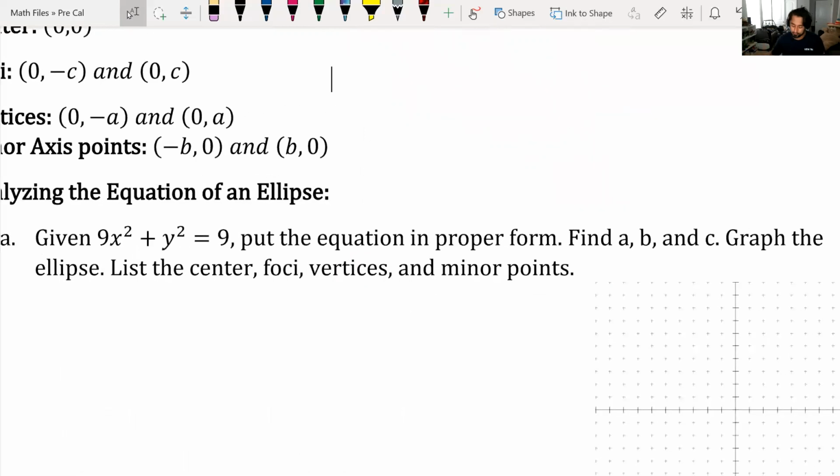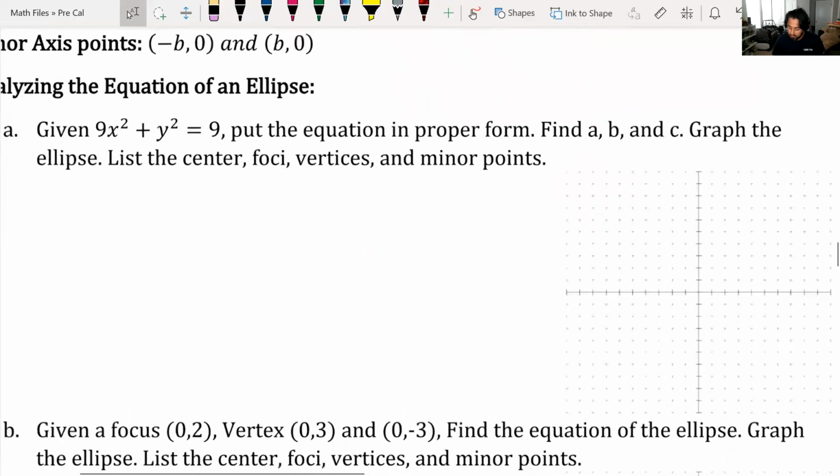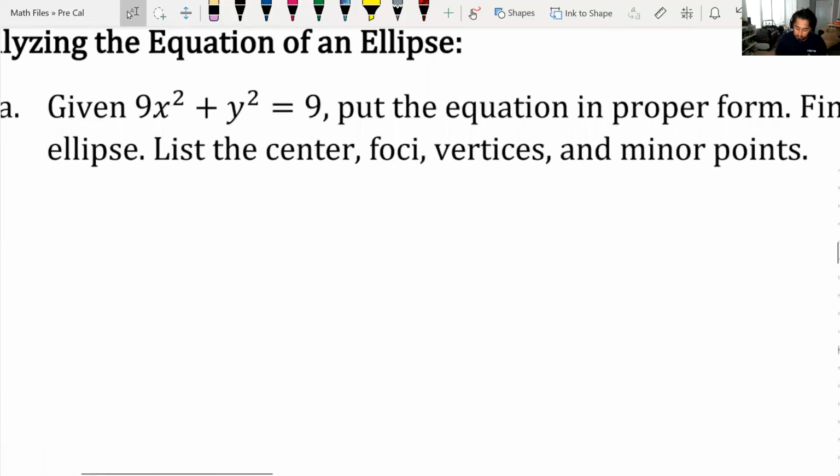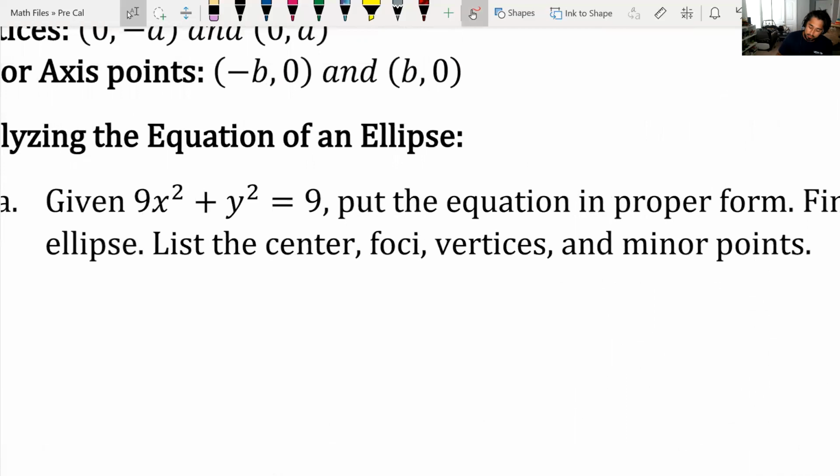So let's try it out. Given 9x squared plus y squared equal to 9, put the equation in proper form. Find a, b, and c and graph the ellipse. List the center, foci, vertices, and minor points. So let's take this equation: 9x squared plus y squared equal to 9.